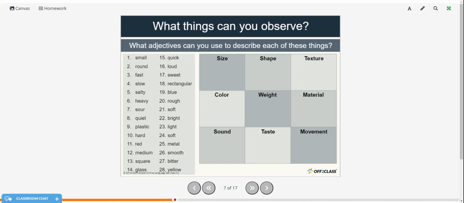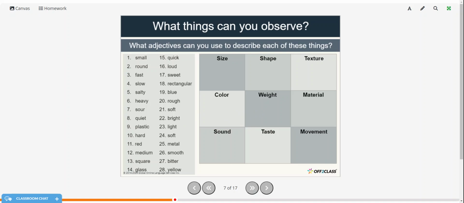Red would be color, medium, size, square, shape. Glass would be material. Quick would be movement. Loud is sound. Sweet is taste. Rectangular is shape. Blue is color. Rough is texture. Soft would be texture. Bright would be color, I would say. Light could be weight or color. Light in the sense that it doesn't weigh very much, or color like a light blue or a light pink.